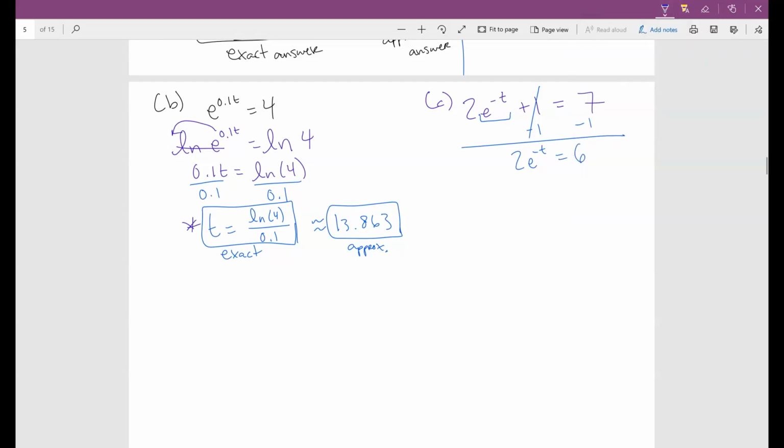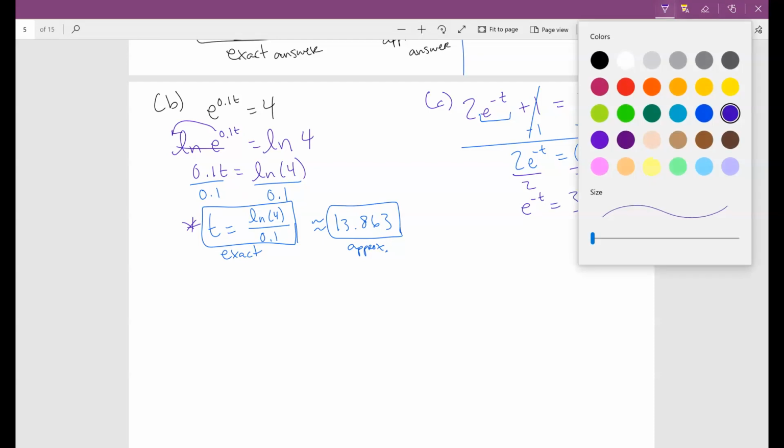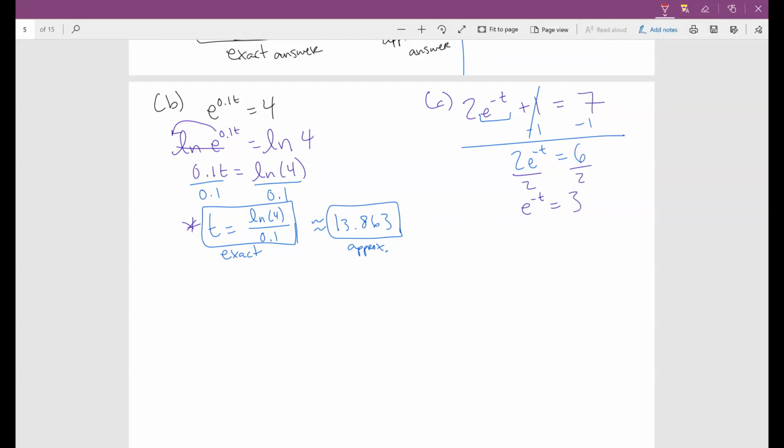Then we're going to get rid of the 2. So do not apply ln immediately, because we need to get rid of that 2 first. So I'm going to divide by 2. So you're going to have e to the negative t is equal to 3. Right, now we can get rid of the e by applying a natural log.